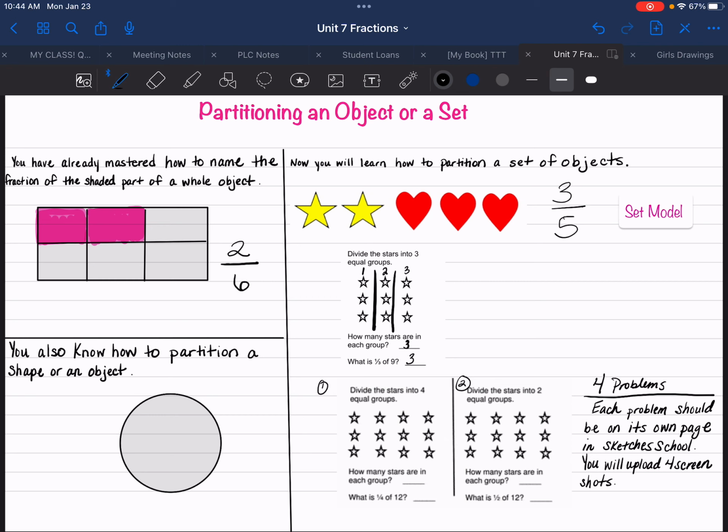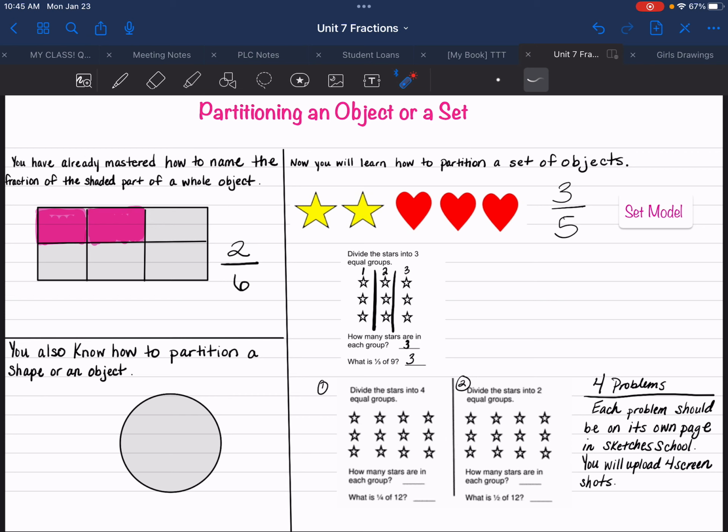Now I want you to pause this video and go on Sketches School and solve this problem. You're going to draw 12 stars and then divide the stars into 4 equal groups. Then you're going to answer how many stars are in each group and what is 1/4 of 12. If you forget each question that's asked, you can come back to this page and rewind the video or just look at the video to see what questions you should ask.